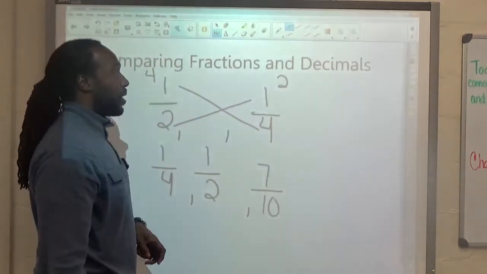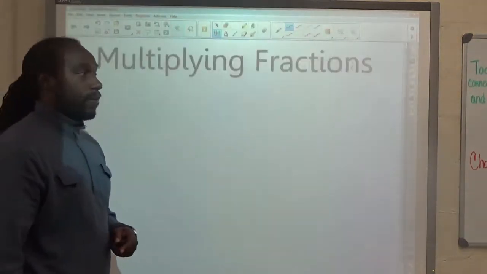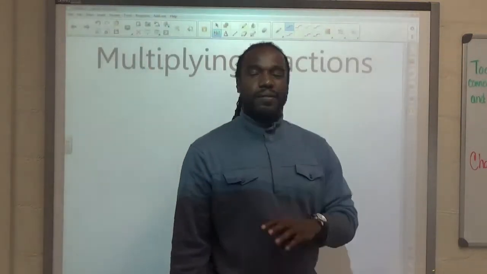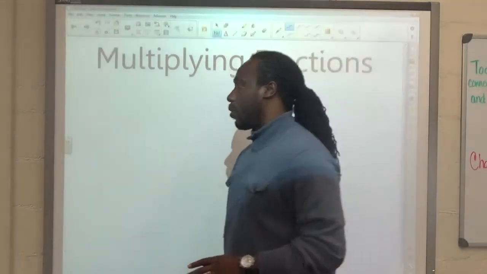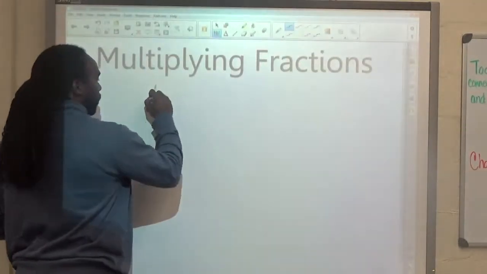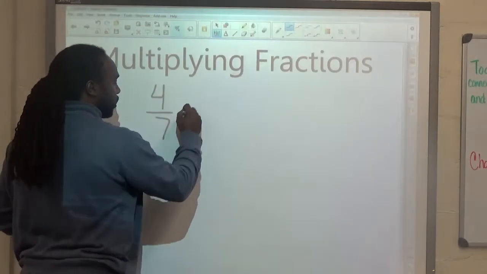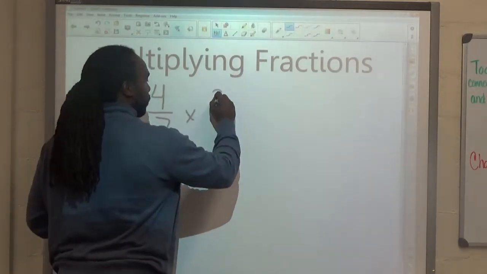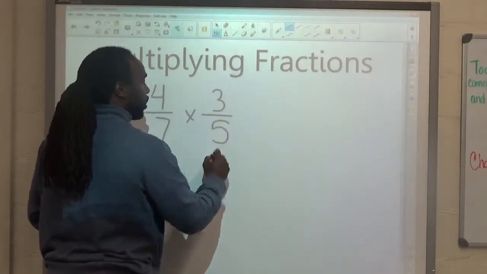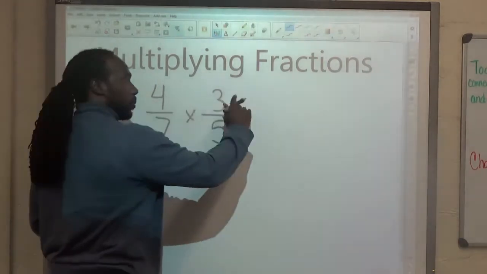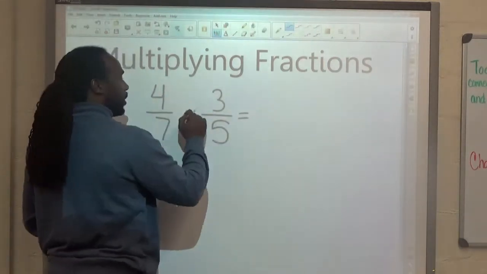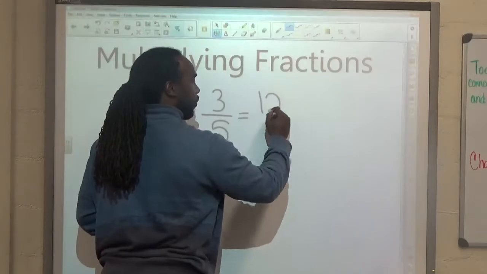My next skill we took a look at was multiplying fractions. Very, very simple, very straightforward. If I took a look at, let's say, 4/7 and we multiplied that by 3/5, all you simply do is multiply straight across. 4 times 3 is 12.